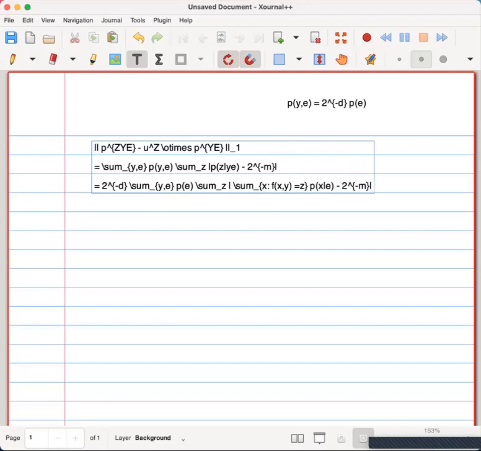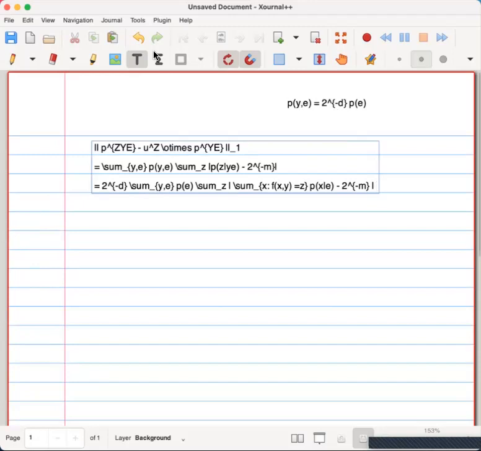Okay, this is the next crucial step. Is this clear, Hari, Aditya? So PYE, I know, is 2 to the power minus d because Y is independent of everything else. And remember, Y was chosen after the random variable E was created.